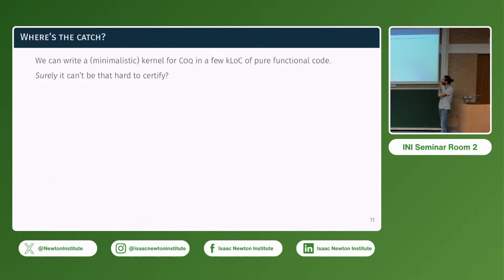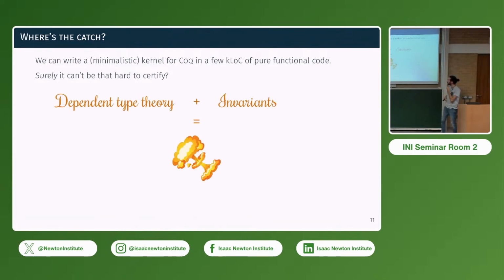Okay, so now the question is, there's some sort of catch, right? Because we can write some sort of minimalistic kernel for Coq in maybe a few thousand lines of pure functional code. It's a non-trivial exercise, but if you know enough of these things, it's not that terrible. The problem in trying to prove anything about this is not about what sort of code this is. It's that the whole working of this kernel relies on a lot of invariants. And if you want to establish these invariants, you need to think about dependent types. And this is where things explode.